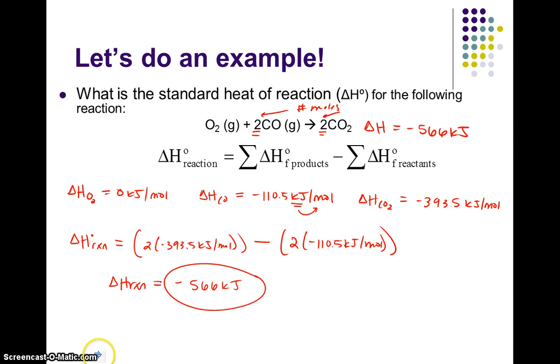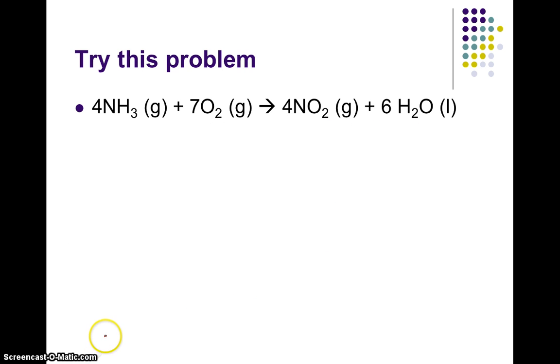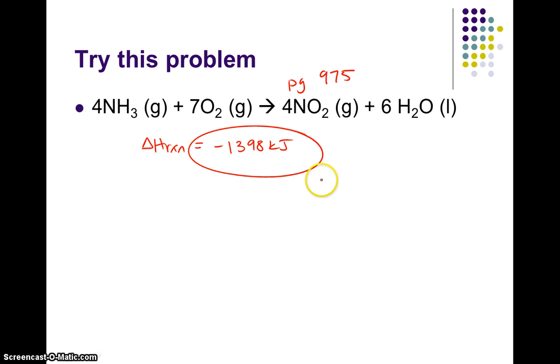So what I'd like you guys to do is go ahead and try this one here using page 975 in your textbook. If you do this correctly, you should get an answer of negative 1,398 kilojoules. So go ahead and give this a shot.